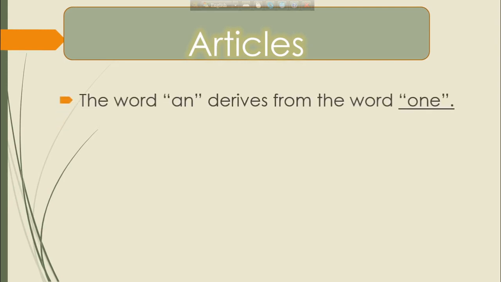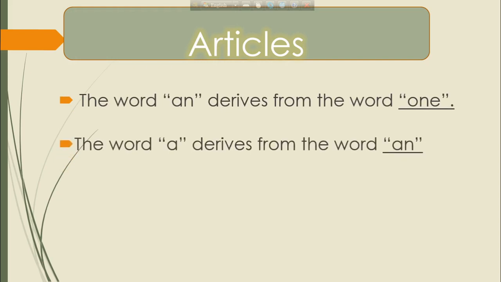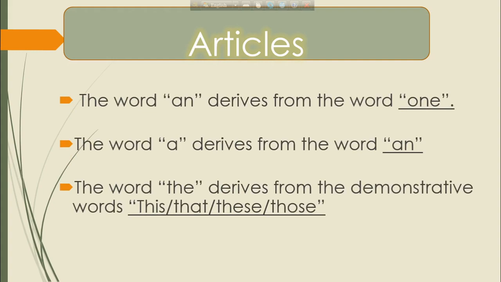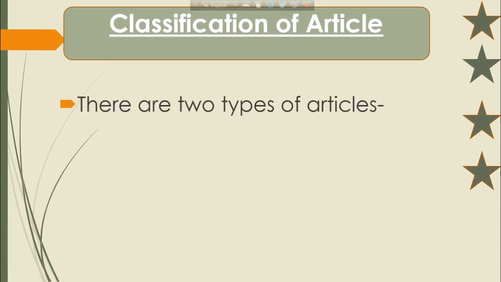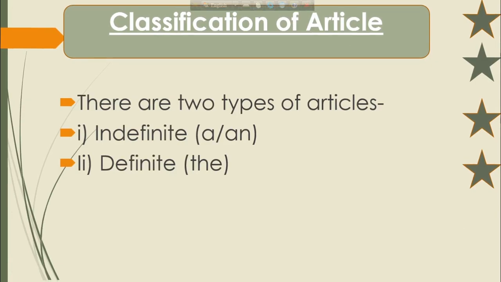Although we know some or more about articles, many of us don't know from where these articles derived. The word "an" derives from the word "one", "a" comes from the word "in", and "the" comes from the demonstrative words "this", "that", "these", and "those". So articles are of two types. They are indefinite and definite.